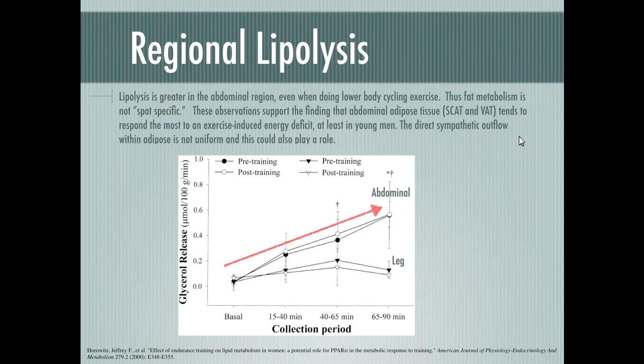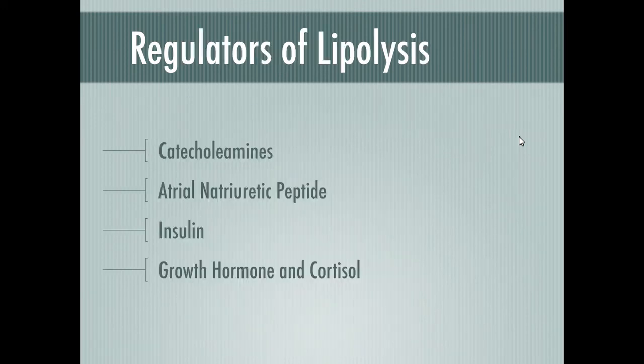One of the reasons why we think this is the case is because direct sympathetic outflow within adipose is not uniform. So we think that sympathetic outflow may be greater towards the gut than the legs. Some regulators of lipolysis include your catecholamines, atrial natriuretic peptide, insulin, and growth hormone and cortisol.